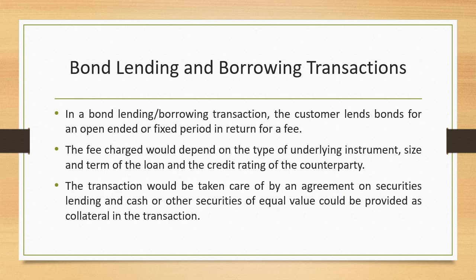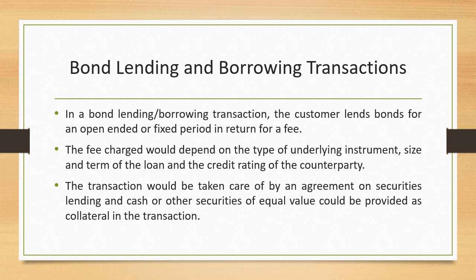Then you can also have a borrowing and lending transaction. The customer lends the bond at an open-ended or fixed period in return for a fee. So this is like you are lending a security and earning a fee. The fee charged would depend upon the type of underlying instrument, size and term of the loan, and credit rating of the counterparty. So I am a lender and I am going to give the security and get the money in lieu of that, and the borrower wants the security, right? So the borrower has the security, so the borrower uses the security for the purpose of transaction.